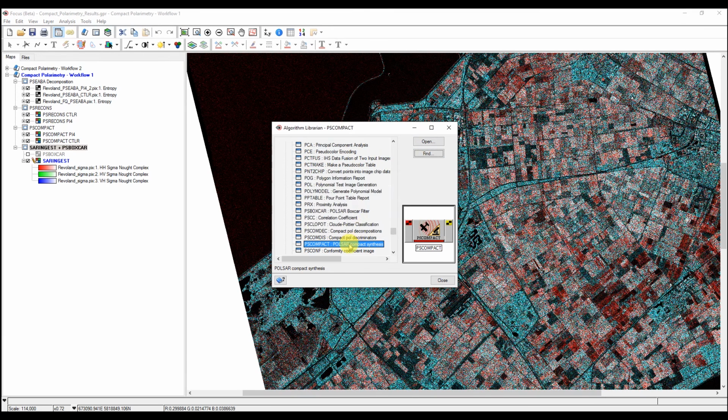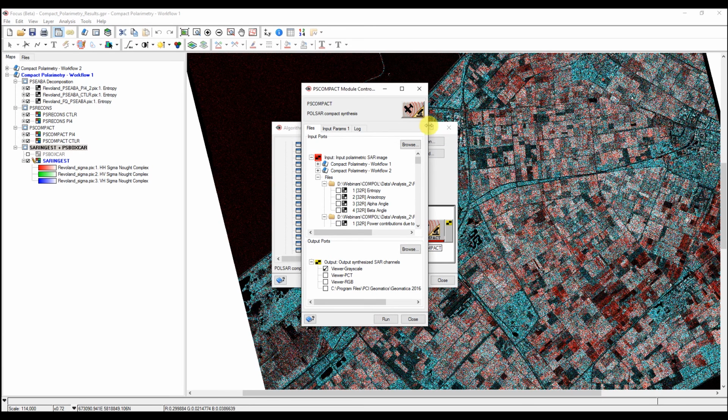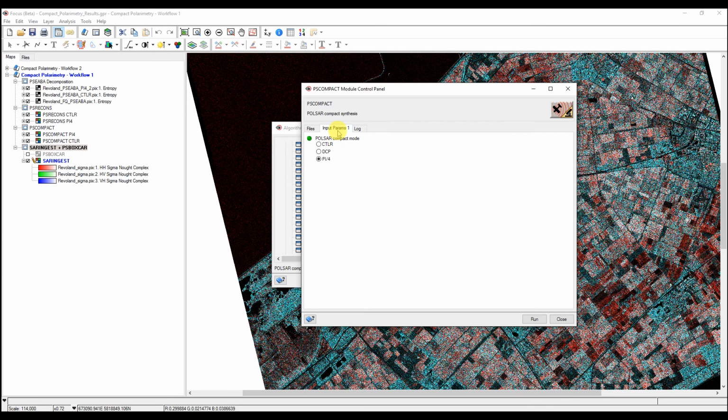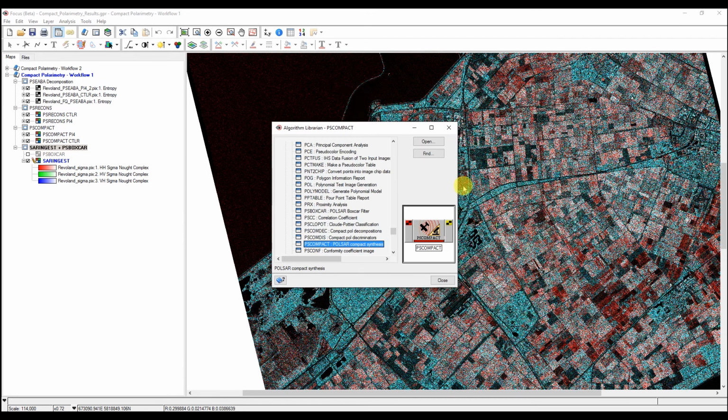The PS compact PPF is used to simulate a compact pole image from a full polarimetric image. I need to specify 3 parameters. The first parameter is the input, where I need to specify all the matrices from my PS Boxcar image. Next, I need to specify an output. And the third parameter is the compact pole mode. With the PS compact PPF, you have the option of using CTLR, DCP, or pi/4. For this application, I've chosen CTLR and pi/4. So if I close this, let's have a look at the results.